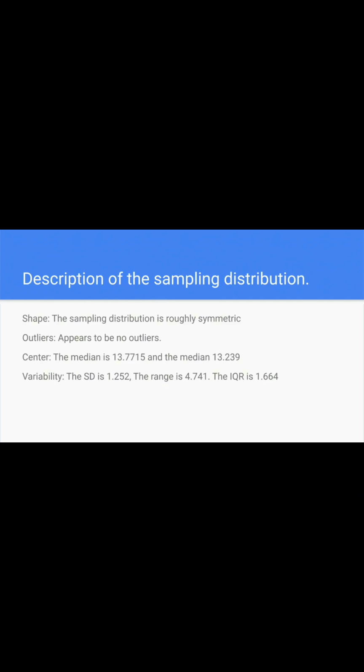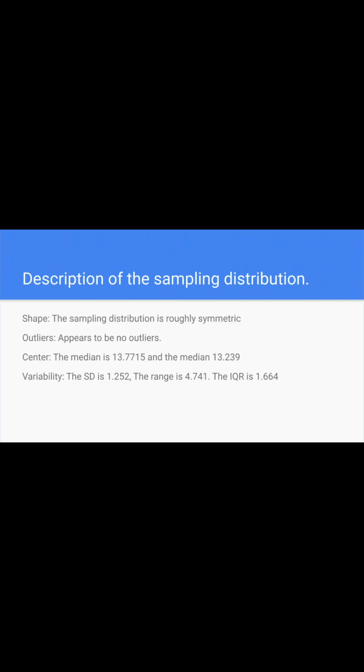For the upper bound, however, our quartile 3 is 13.955. If we add 2.496 to this value, we get 16.451. Our maximum is 15.858, so therefore we have no outliers in the whole data.